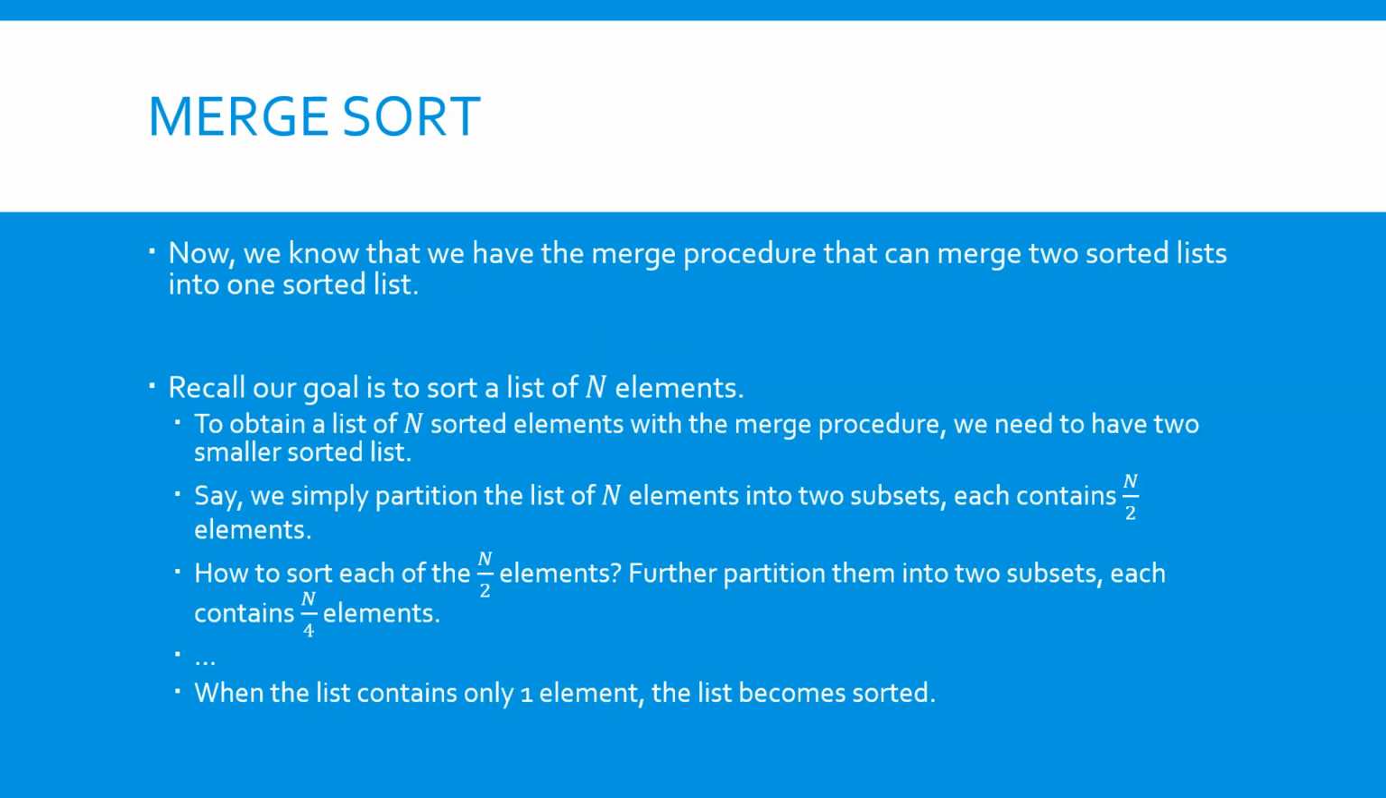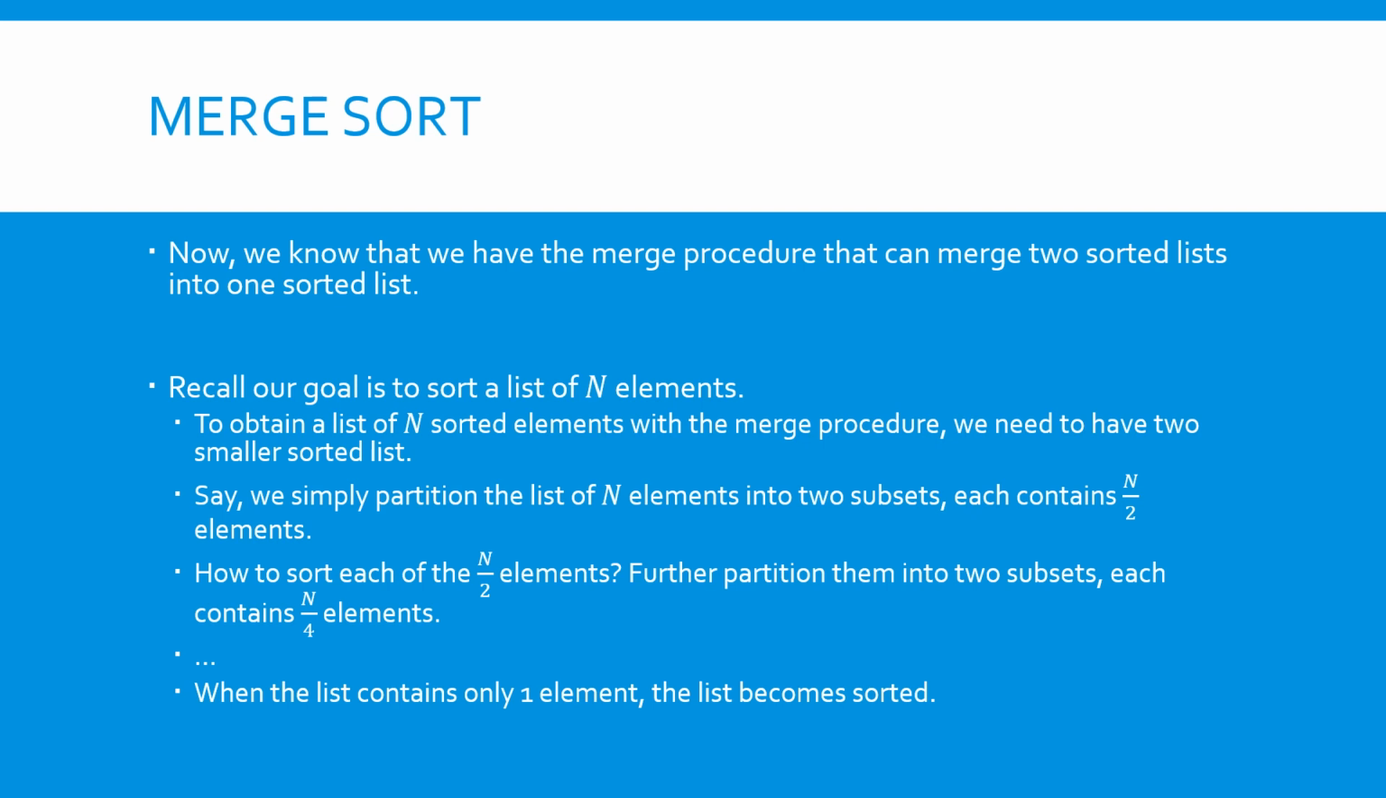Now, we have the merge procedure that is capable of merging two sorted lists into one. We'll use it to develop a sorting algorithm. Recall that our goal is to sort all n input elements. Imagine if we split the n input elements into two subsets and sort each subset individually, we will obtain two sorted lists. Then we can apply the merge procedure on the two sorted lists and obtain a sorted list with all n input elements.